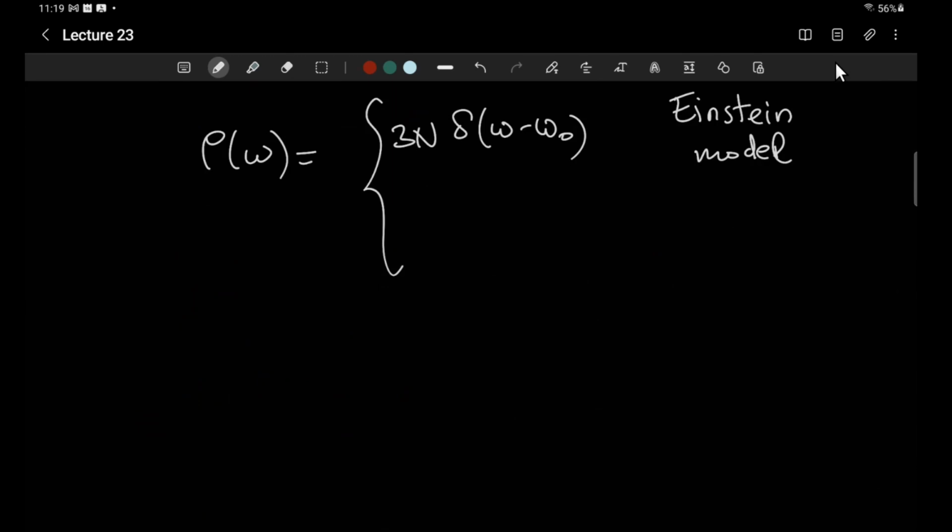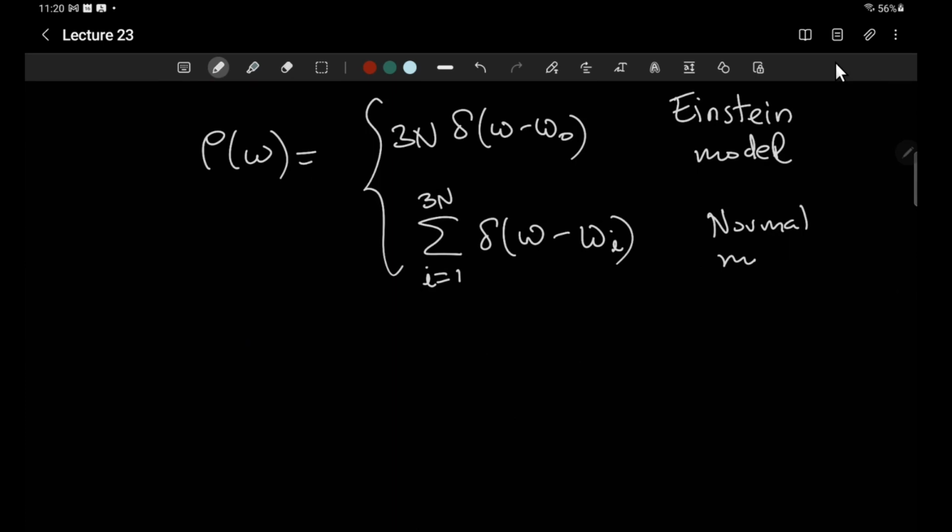But if you have the normal modes properly, then we can do something better. I equal to 1 to 3N. Okay, so this is exact. Okay, is this clear?